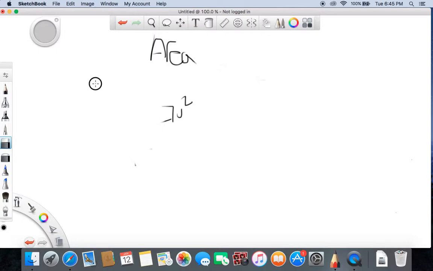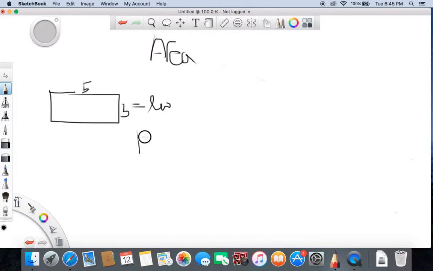Next, we're on to squares and rectangles. This will only take a few seconds. The formula for a rectangle is L times W, which basically means the length times the width. So you see, this is 5 and this is 3. The area is 15, 5 times 3. Really easy.